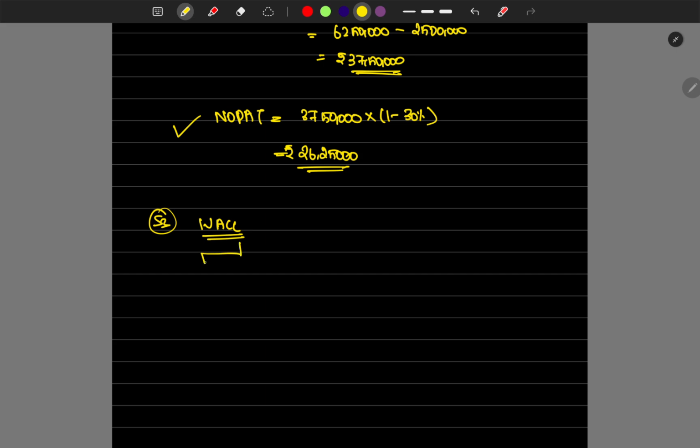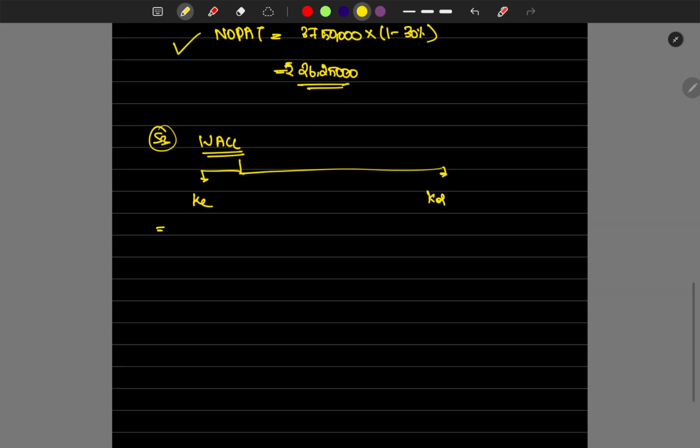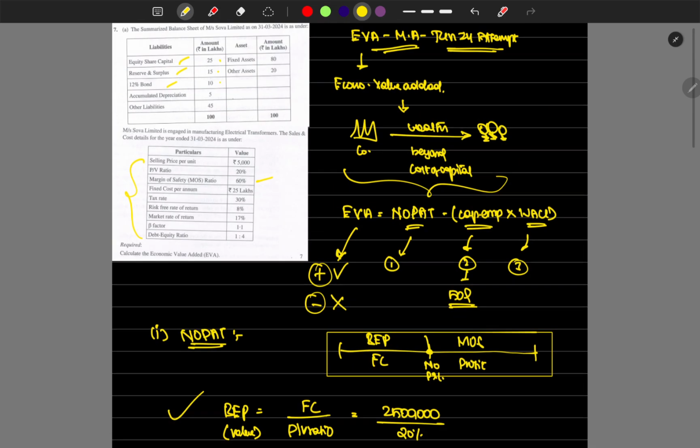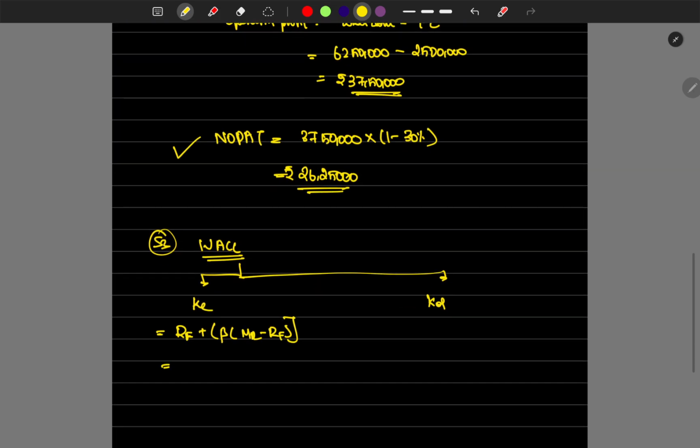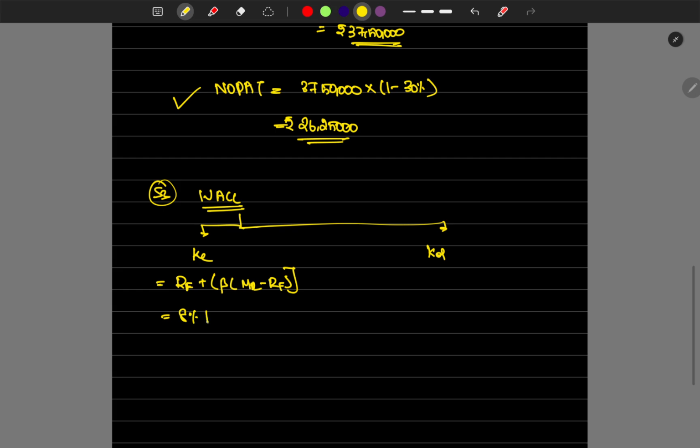Okay, weighted average cost of capital, we have two, which is KE, KD. Okay, what's the formula of KE? KE formula is risk-free rate plus beta into market rate of return minus risk-free rate of return. So what's the risk-free rate of return, which is 8%? Right, 8% is the risk-free rate of return.